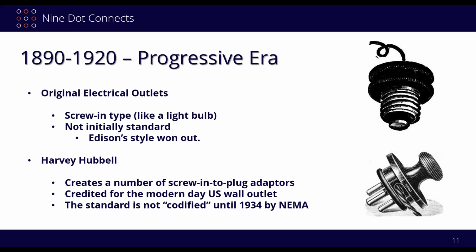One thing I will mention, though, is that the modern-day light bulb that we have today, the screw-in ones that we have, that is Edison's standard. That's the one that Edison came up with. That one is the one that became the standard method for light bulbs. So even though there were other ones at that time, everybody eventually said, no, we got to have one standard, and that's the one we're going to use. And by the way, the U.S. wall outlet itself didn't really become what you'd call codified by NEMA until 1934.